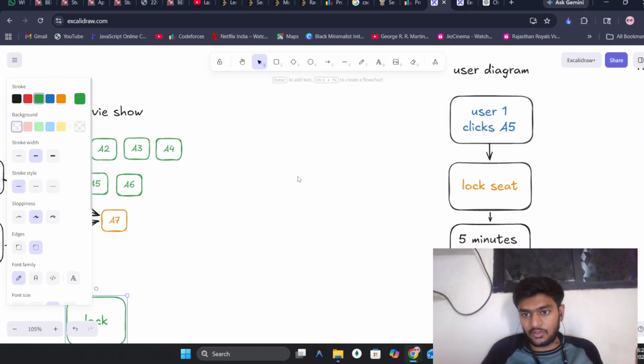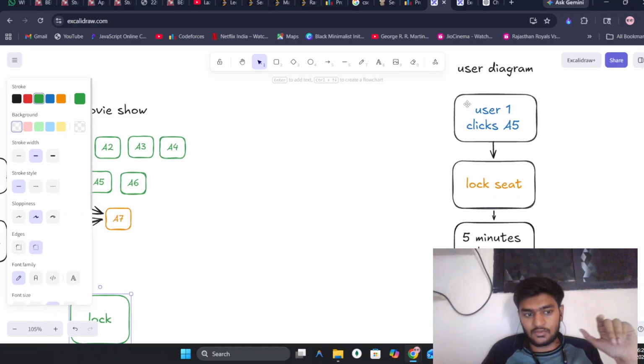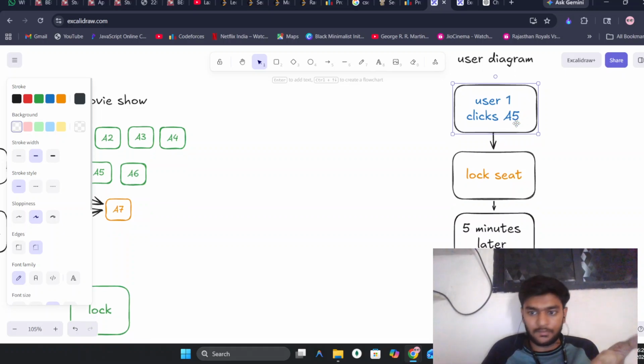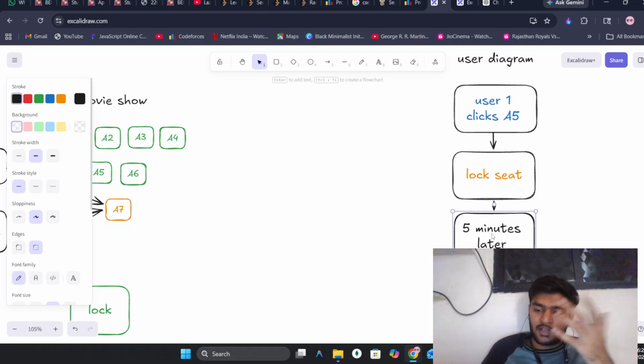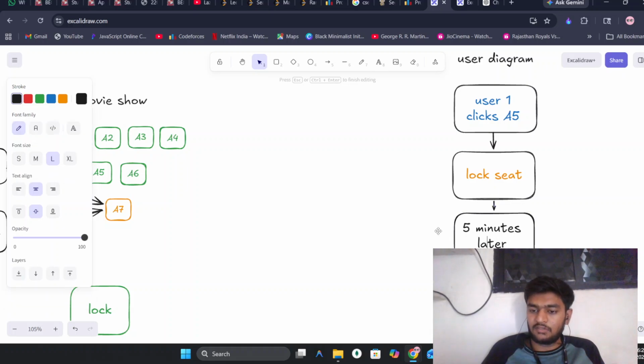Here is the full user diagram. Let's say the user clicks on A7. The seat gets locked, and if the payment is completed within 5 minutes, then user one will have the seat. If the transaction is not completed in those 5 minutes, then the seat becomes available again. So the question is where we should store the data on whether the seat is locked or not.